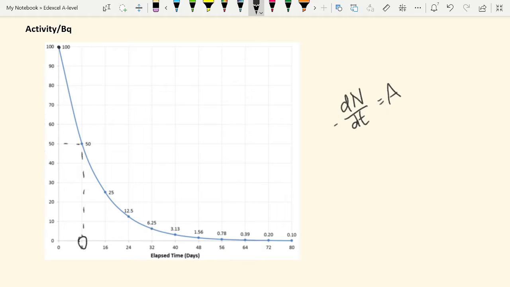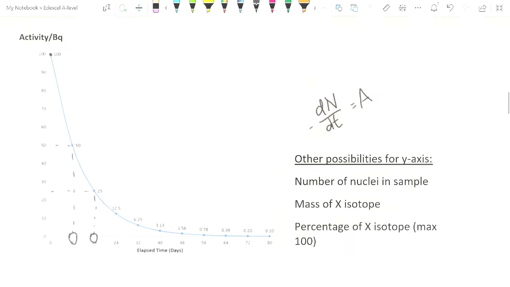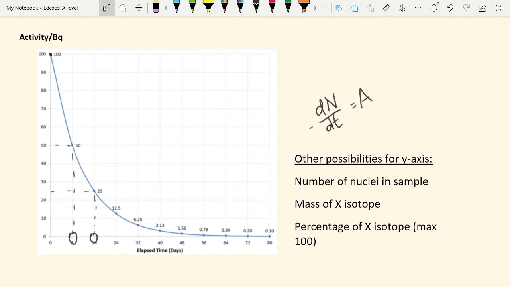Now, when you're doing this from a graph, it is a good idea to do it several times. You go down to 25 and down and take an average. Do as many times as you can and take an average. Because radioactivity is an entirely random process, we can only ever get an average value of the half-life because it will be slightly different every time we measure it. But if you have a large number of nuclei in your sample, it means that your decay equation is statistically valid. You will see this graph with other possibilities on the y-axis.